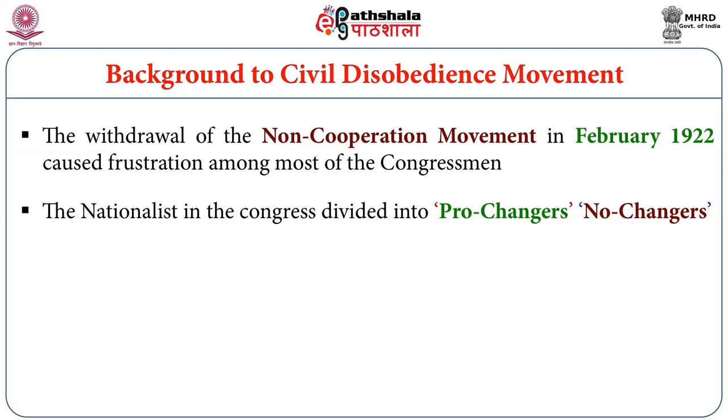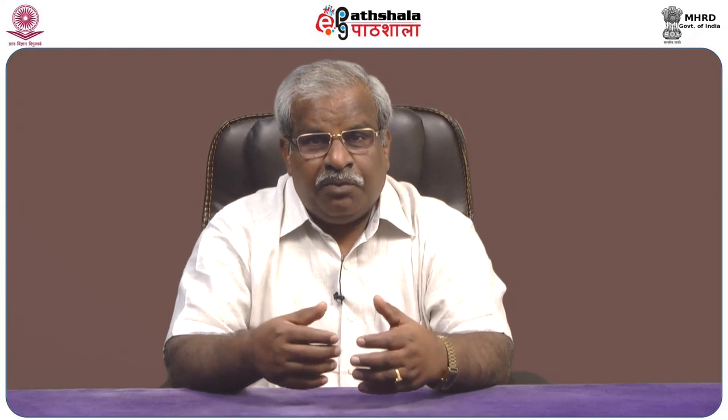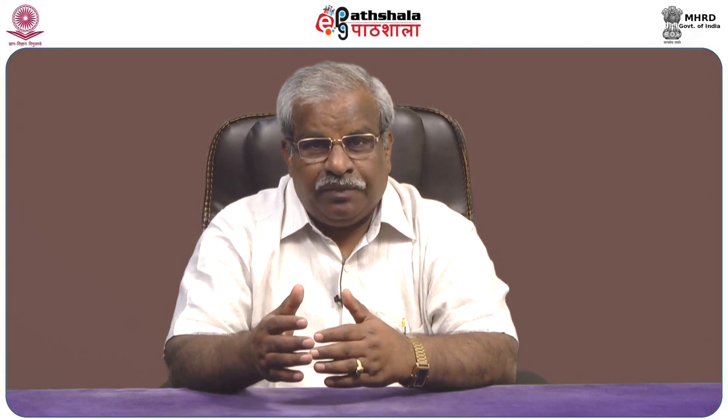The nationalists in the Congress divided particularly into pro-changers and no-changers. Those who supported the earlier programs are called no-changers, and the others who tried a different way are called pro-changers. With the exception of a few, the majority of the Congressmen supported the boycott of councils and concentrated on constructive activity. Meanwhile, an important development took place as a measure of the government to suppress the national movement.